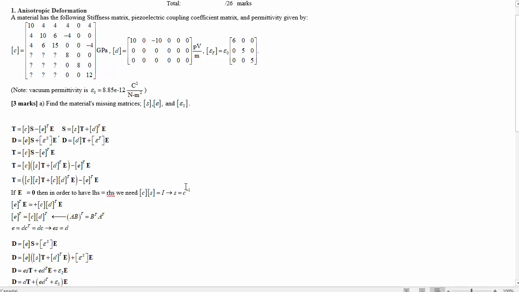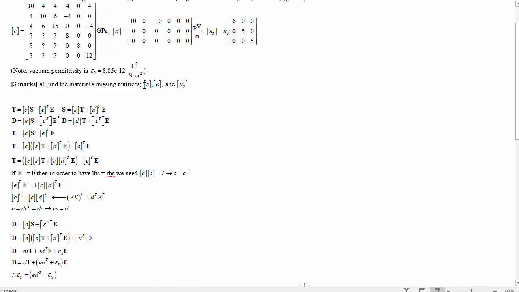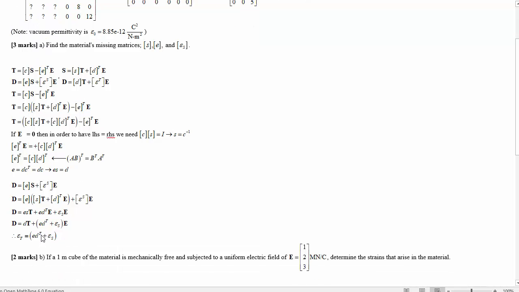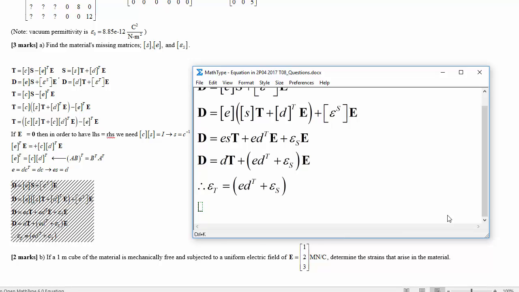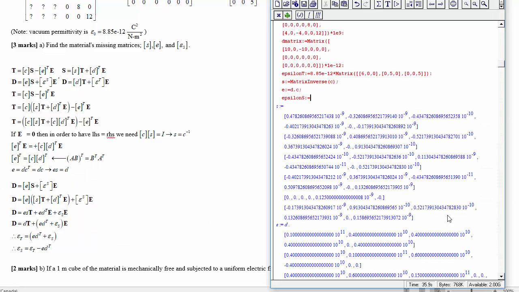Oh, did we do this backwards? We did, didn't we? Okay, so I just realized that we actually are given epsilon T and we need epsilon S. So if that's supposed to be what epsilon T is, then we can say, therefore, epsilon S is equal to epsilon T minus E D transpose. Okay, so epsilon S would be epsilon T minus E dot the transpose of the D matrix.